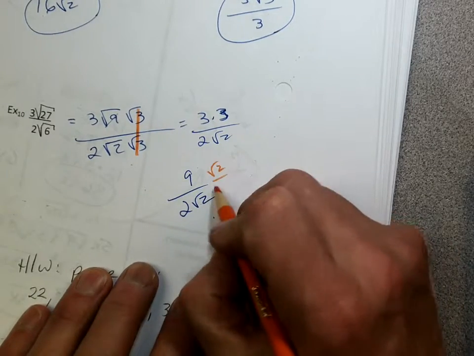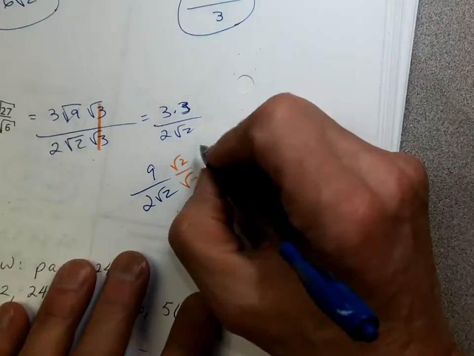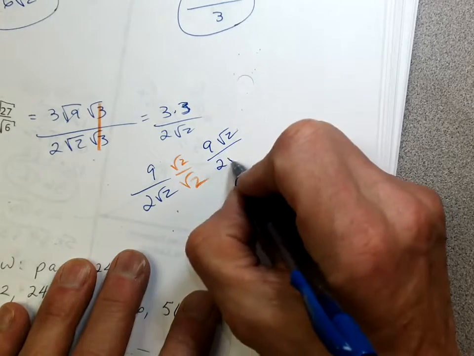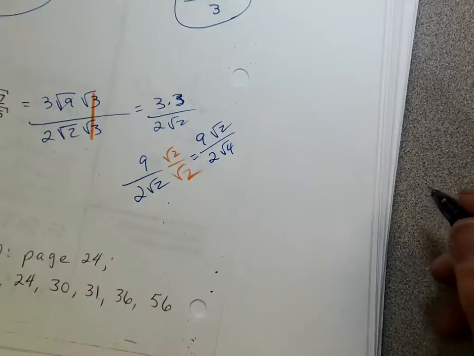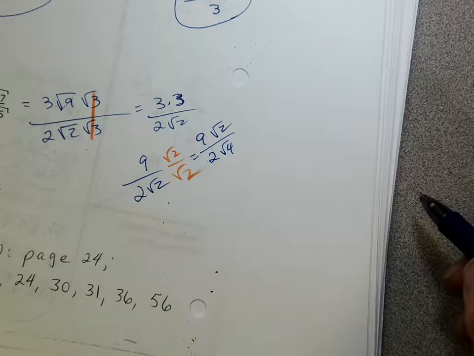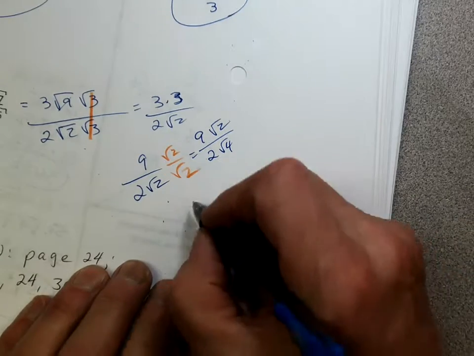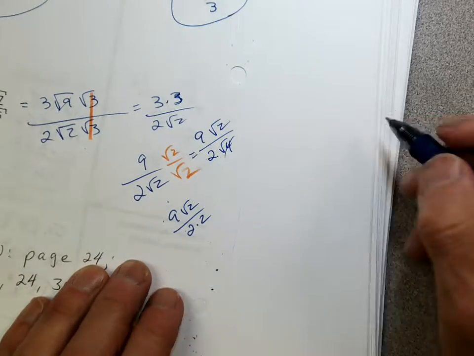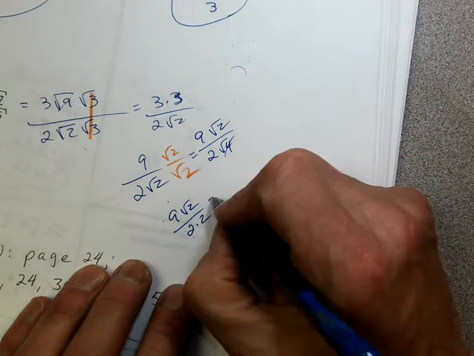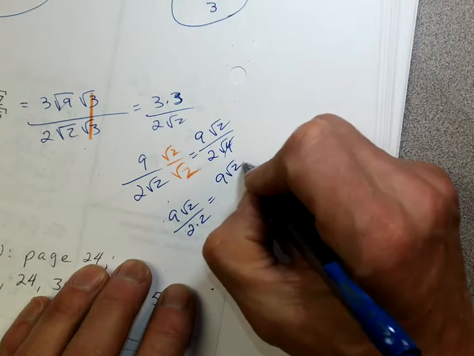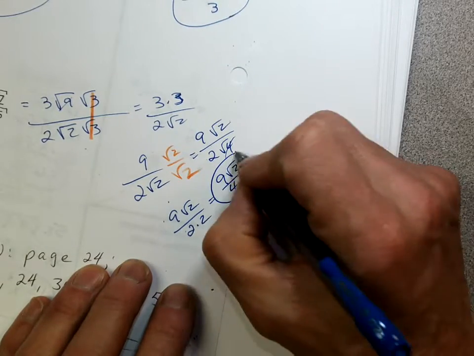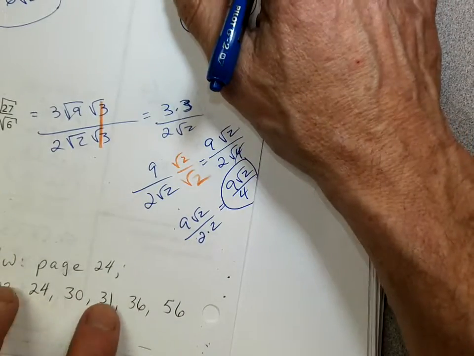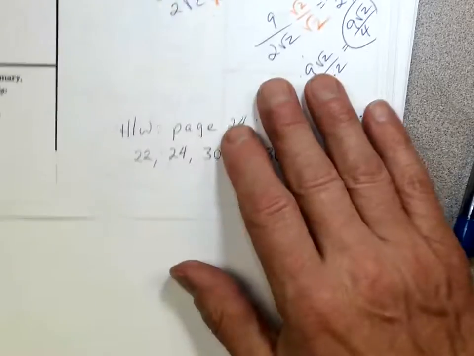So let's fix the problem with the problem. Square root of 2, square root of 2. I'm going to get 9 square root of 2 over 2 times the square root of 4. Which is going to be 9 square root of 2 over 2 times 2. Which is going to be almost done. 9 square root of 2 over 4. That was a little harder. Okay, now 1, 2, 3, 4, 5, 6 problems. That's it, right?